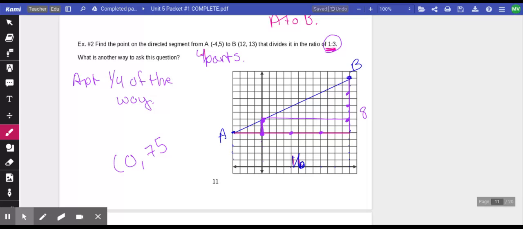Or if I want to think about it, the A is -4, 5. I add 4 to the X and add 2 to the Y. Because the X, each part is 4, and in the Y, each part is 2. And I don't know why I wrote 7. Or 7, 5. So it's 0, 7.